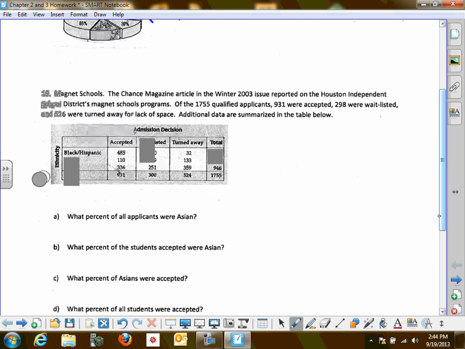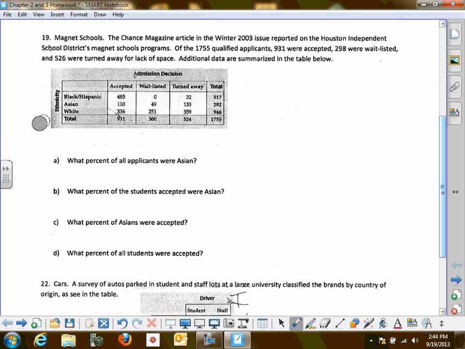Okay, next. Here is this problem about magnet schools admission decision versus ethnicity. And what I want to talk about is what the questions are out of. Let's do a couple of denominator problems. Look here. Question A. What percent of all applicants were Asian? So what is the denominator in that question? 1755, okay? And then you'll put a number up here.